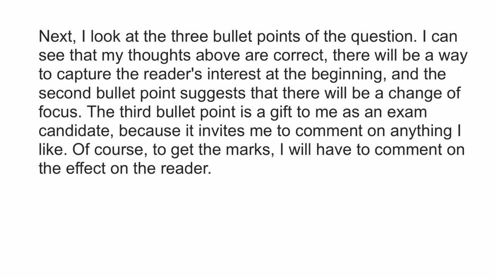Okay, then when I look at the 3 bullet points, I see that I was correct. There will be a way to capture the reader's interest at the beginning, because the first bullet point tells me to look there, and the second bullet point suggests that there will be a change of focus, either wide angle or narrow, and the third bullet point is a gift to me as an exam candidate because it invites me to comment on anything I like, which is going to be the ending, remember, and of course to get the marks I will have to comment on the effect on the reader.